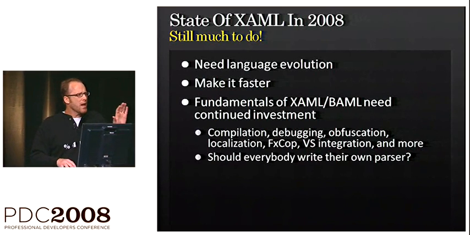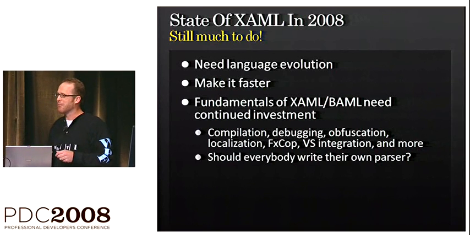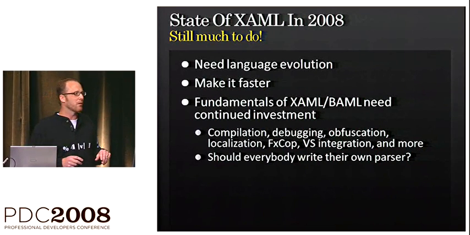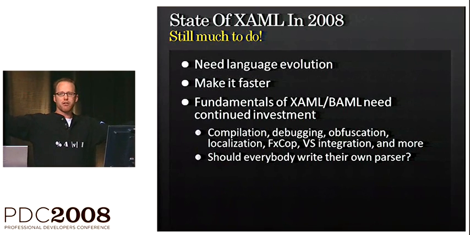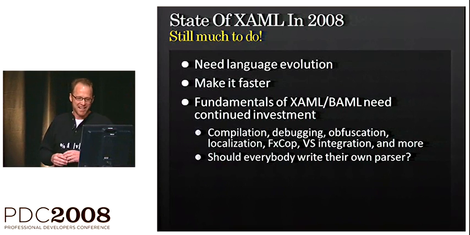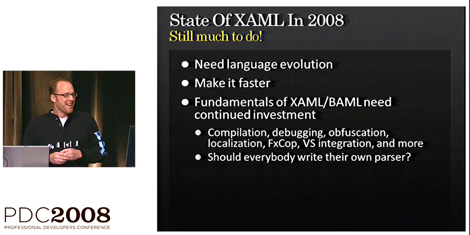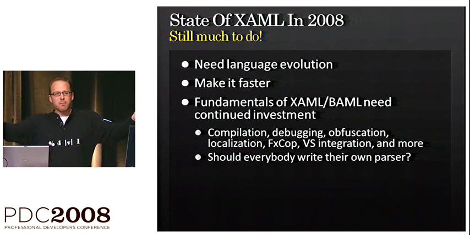In .NET 3.0, we had parsers everywhere. We had a parser in the workflow assembly. We had a parser in the WPF assembly. How many of you wrote your own parsers? I see about 10 hands. All right, I wrote my own. It's fun. You can do it in a weekend. At least the first 80% is really easy. But should everybody write their own?